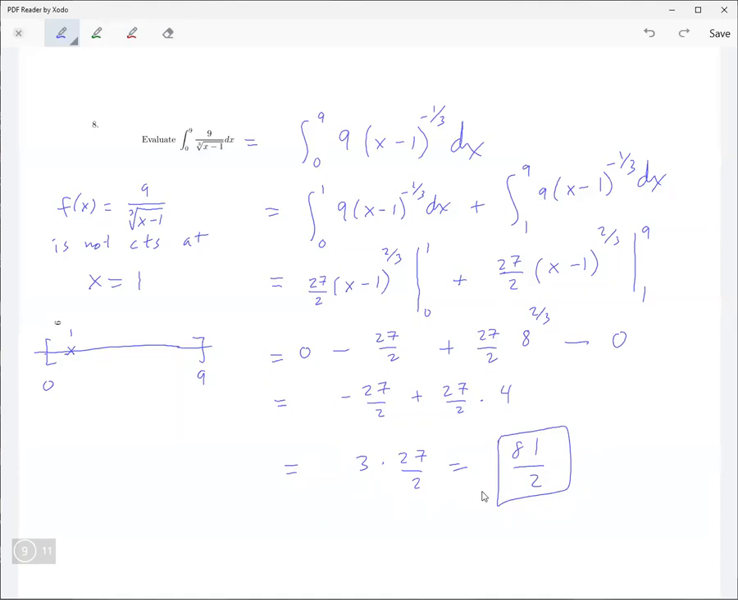Okay, now if you didn't see that it's not continuous at 1, and you were to integrate this, not even seeing that, then you get the same answer this time, which is kind of strange, but that's not always going to be the case.